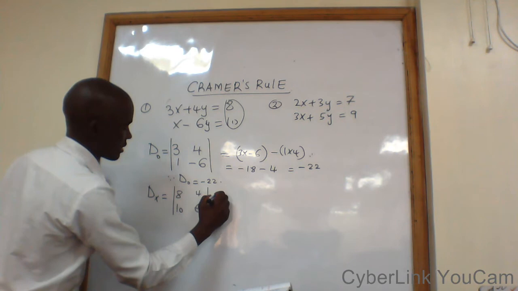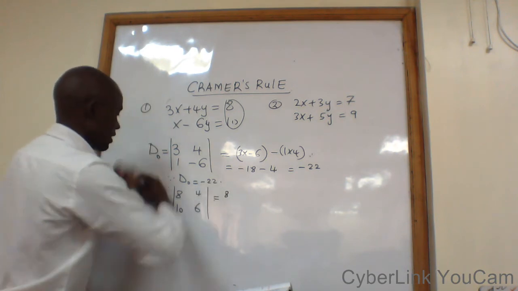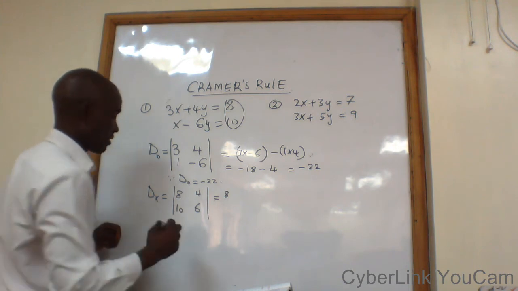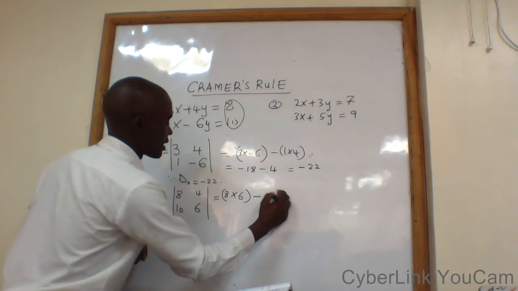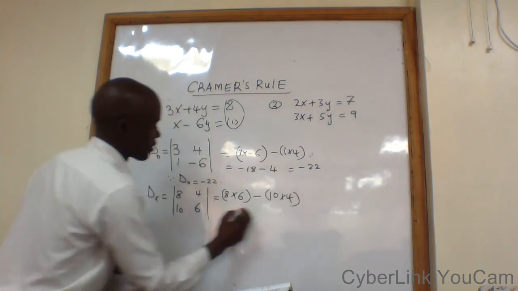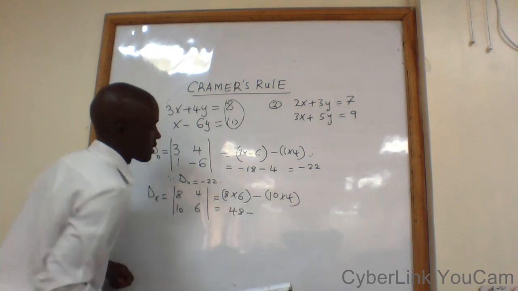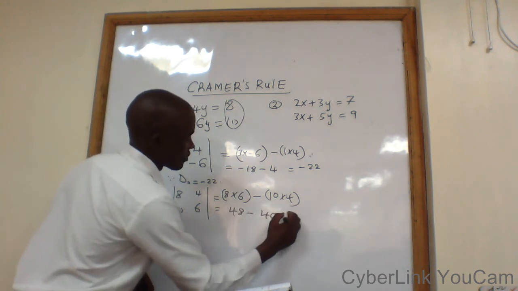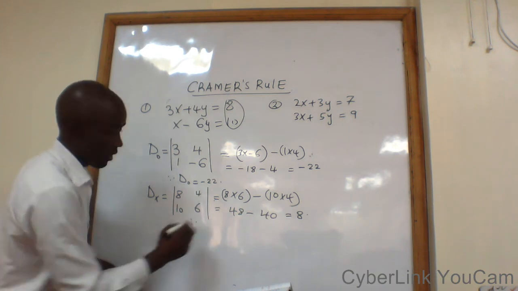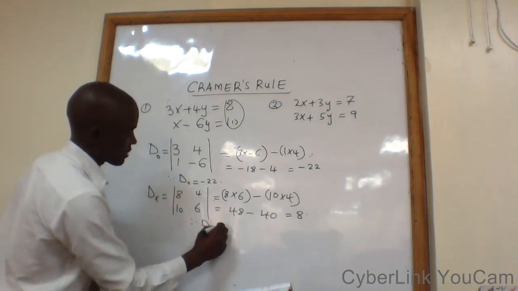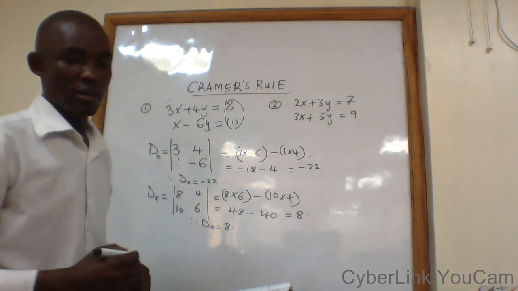So let us get the determinant here. It will be given by right hand diagonal minus the left hand diagonal, which will be given by 8 times 6 minus 10 times 4. Remember, this is the same as 48 minus 40, which gives us 8. We can say therefore our dx is equal to 8. That is our first point.